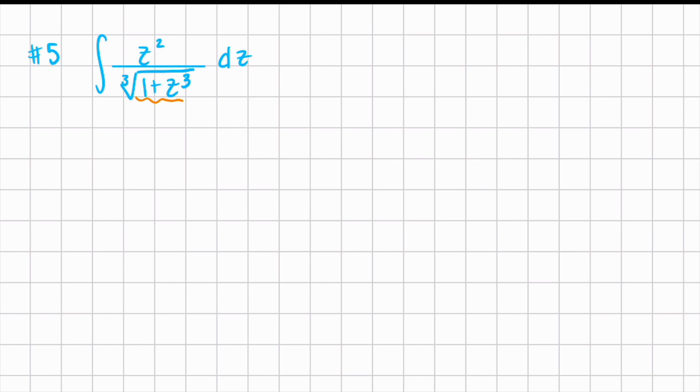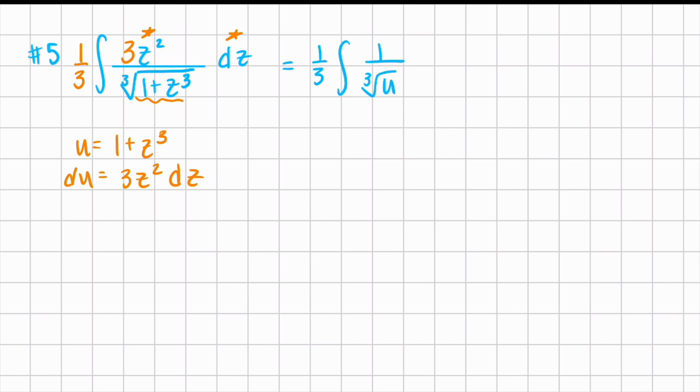Number 5, I have stuff under a radical, so let's make that our u. Take the derivative, du is 3z squared dz. Notice we have z squared dz, but I want 3z squared, so I need a 1/3 out front. We can write this to be in terms of u. I have my 1/3, and I'm going to say 1 over the cube root of u du. From here, I'm going to rewrite it one more time. This is the same thing as u to the negative 1/3 du.